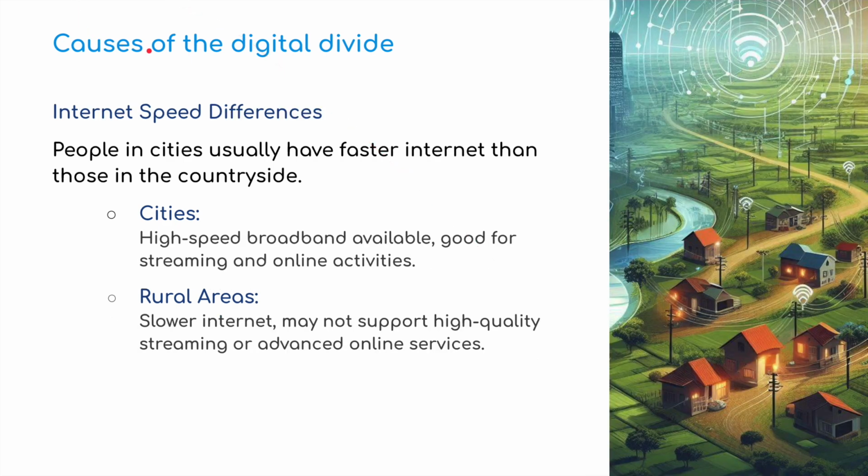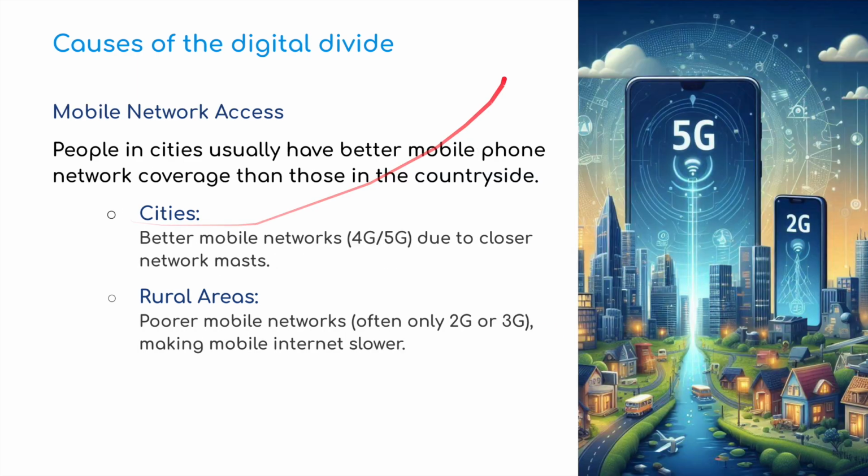Okay, different internet speeds. Again, in cities, high-speed broadband is available, good for streaming and online activities, whereas in rural areas it leads to slower internet, which may not support high-quality streaming or advanced online services. Online gaming, for example: people might struggle if they're up on a mountain trying to play the latest game on a PS4 or PS5. Mobile network access. People in cities usually have better mobile phone network coverage than those in the countryside. Cities have 4G, 5G due to closer network masts, but in rural areas we might still be on 2G, 3G, and this is obviously going to make mobile internet very, very slow.